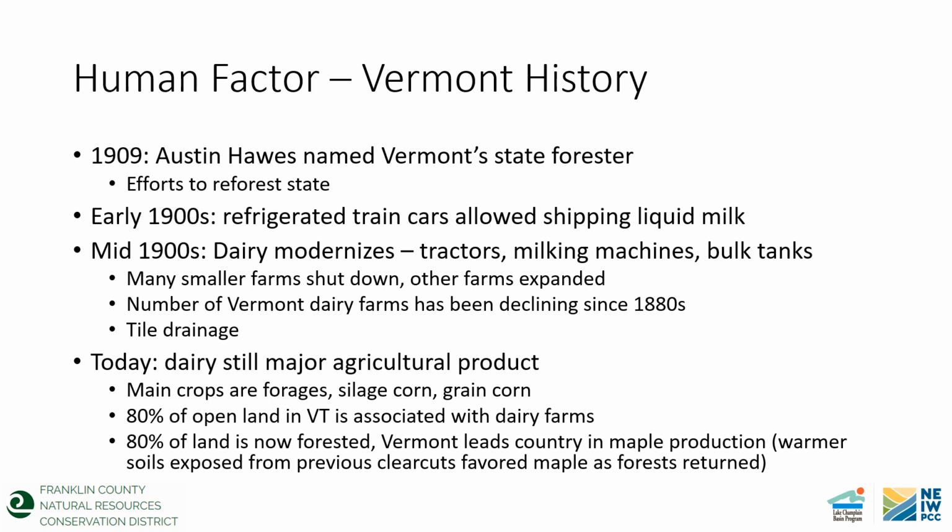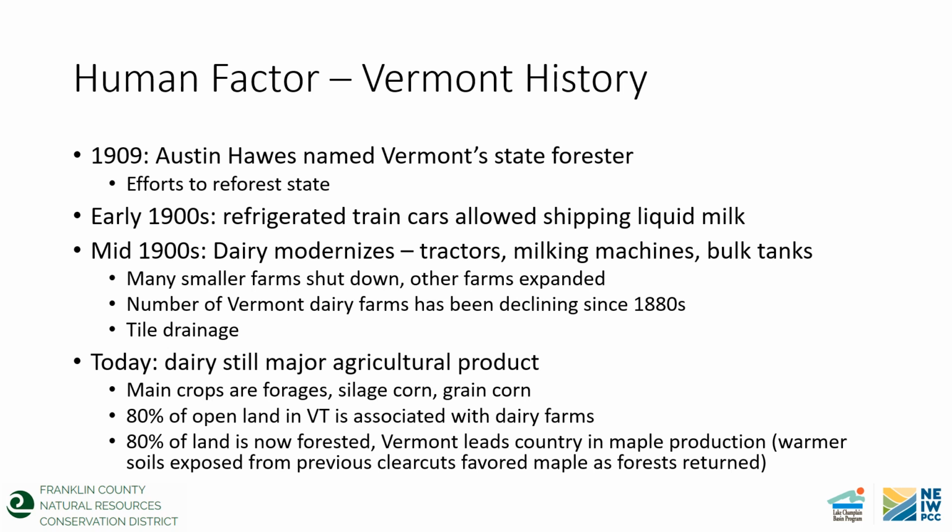Today, dairy is still Vermont's major agricultural product, and the main crops in the state are also those associated with dairy, including forages, silage corn, and grain corn. An interesting statistic I saw is that 80% of open land in Vermont is associated with dairy farms, so it's an agricultural product that is still really shaping our landscape and the soils beneath.